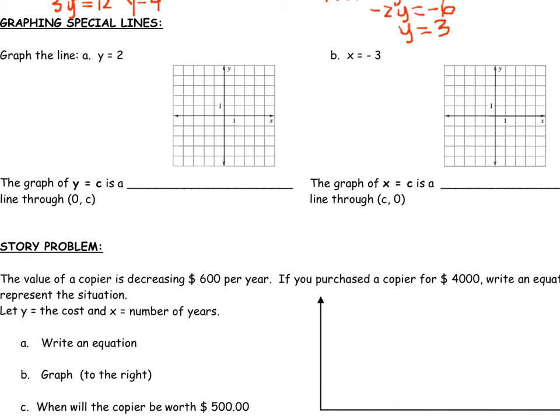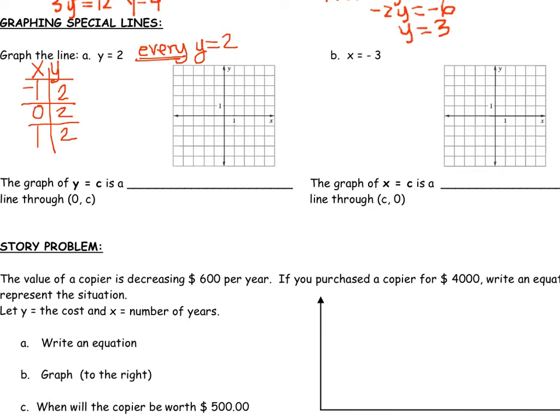So we're going to graph the line y equals 2. And so what this means is that every y equals 2. Every single one. So if I made a table, x, y, all the y's have to be 2. It doesn't matter what the x is. It doesn't say anything about x, but all the y's are 2. So I'm just going to plug in some values for x.